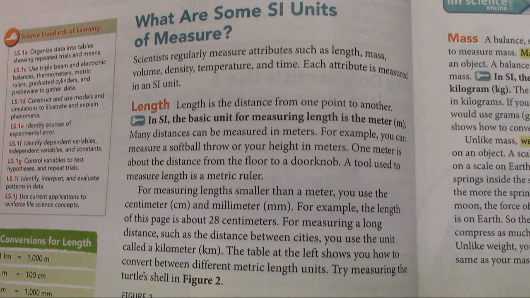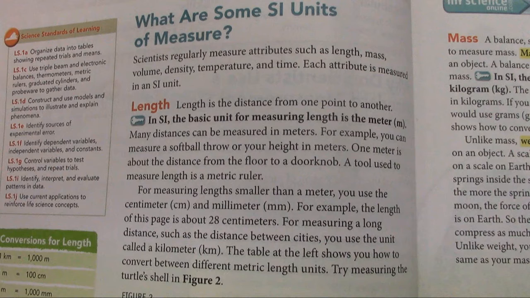What are some SI units of measure? Scientists regularly measure attributes such as length, mass, volume, density, temperature, and time. Each attribute is measured in an SI unit. Length. Length is the distance from one point to another. In SI, the basic unit for measuring length is the meter.